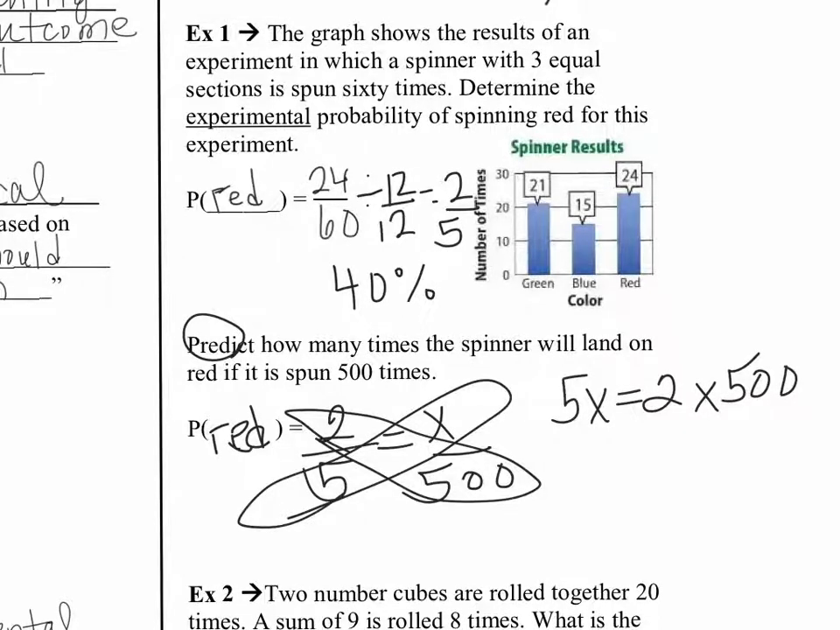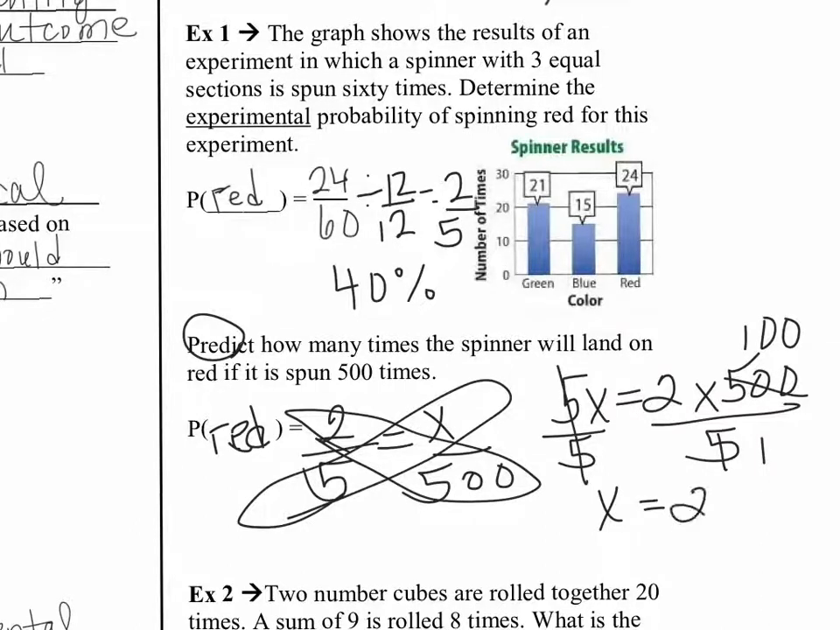Divide both sides by 5. The 5's cancel. X. 5 goes into 500 100 times. So that leaves you with 2 times 100 on top, which is 200. So if you spun the spinner 500 times, you could predict that you might land on red 200 of the 500 times based on the experiment.